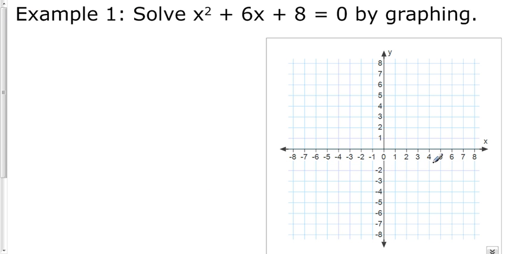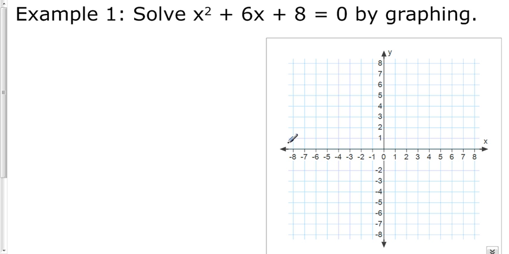Let's try this example. So we want to solve x squared plus 6x plus 8 equals 0 by graphing. So the question is, what are the x values here that would make this side of the equation equal to 0? So on the graph, it's going to be on the x-axis because that's when the y values are 0. So let's go ahead and set up a table of values.